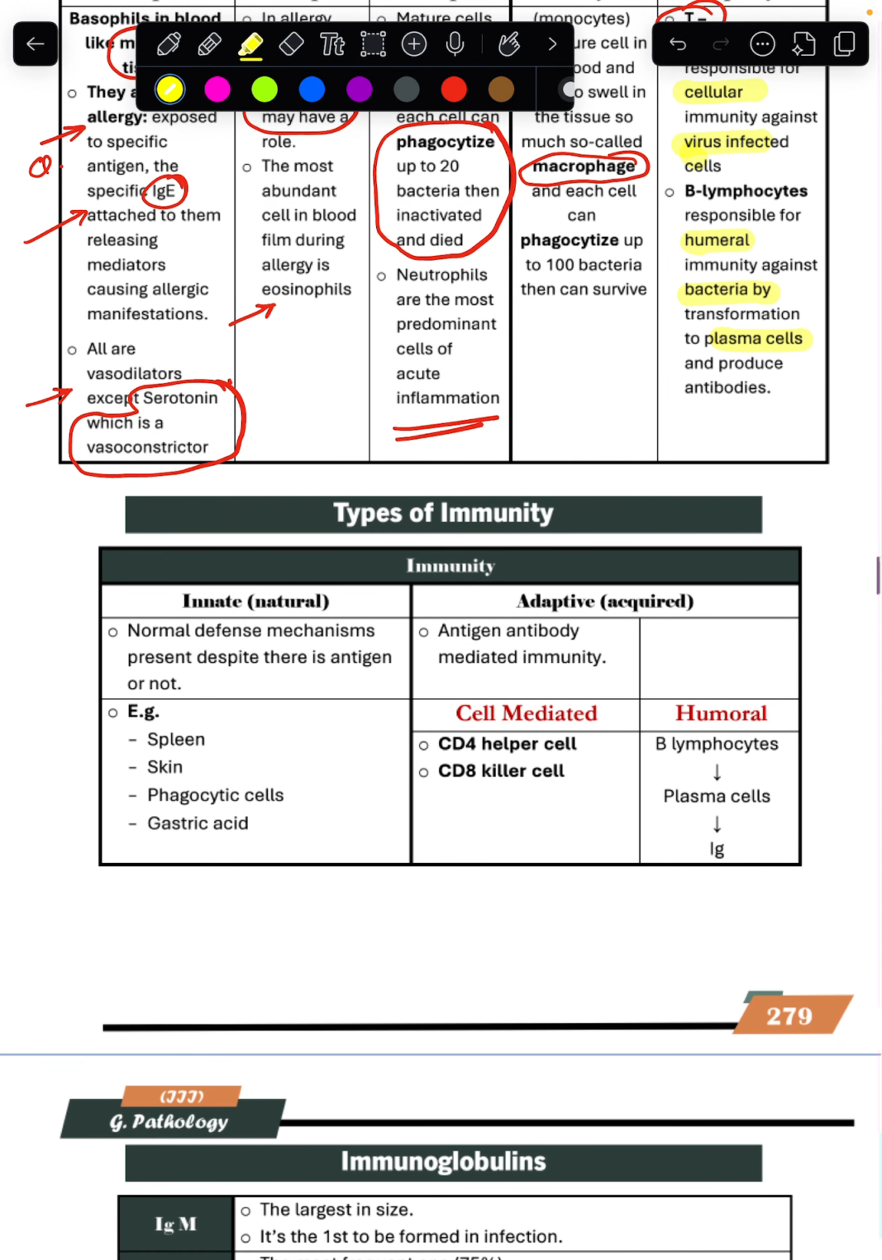So immunity is of two types, innate and adaptive. The body has the power to fight the foreign. Innate is natural, adaptive is acquired. Innate is the normal defense mechanism, for example spleen, skin, phagocytes, gastric acid. Then adaptive is cell-mediated and humoral. B lymphocytes form plasma cells and immunoglobulins. T-mediated means T cells, CD4 and CD8.